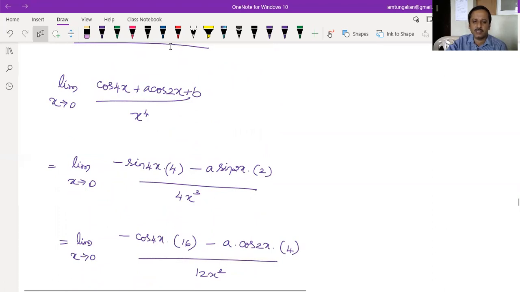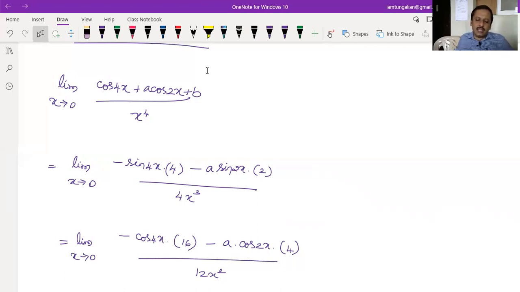Derivative of cos 4x, because now it is 0 by 0 form, use L Hospital's rule: minus sin 4x into 4, plus a into derivative of cos 2x, which is minus sin 2x into 2, plus the derivative of b is 0, divided by 4x cube. Now if I apply the limit as x tends to 0, sin 0 is 0, so 0 by 0, L Hospital's rule again. Derivative of sin 4x is cos 4x into 4. So minus cos 4x into 4 into 4, that will be 16.